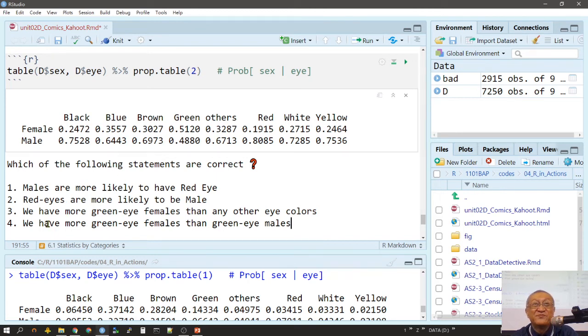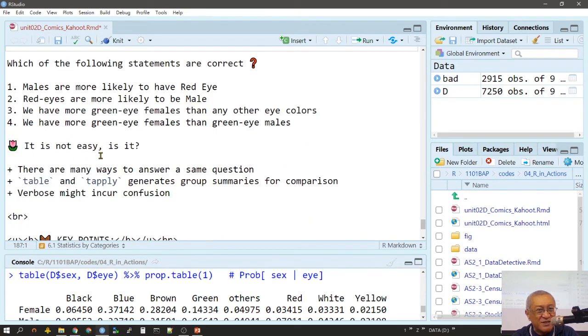How about statement three? We have more red eye color female than any other color. The same thing, right? You cannot do comparison this way, isn't it? Okay. How about the fourth? Is it yes or no? Yes, right? Even though what we show is actually the proportion, inside eye color, the higher proportion, the more people they are, isn't it? So the correct answer is 2 and 4.